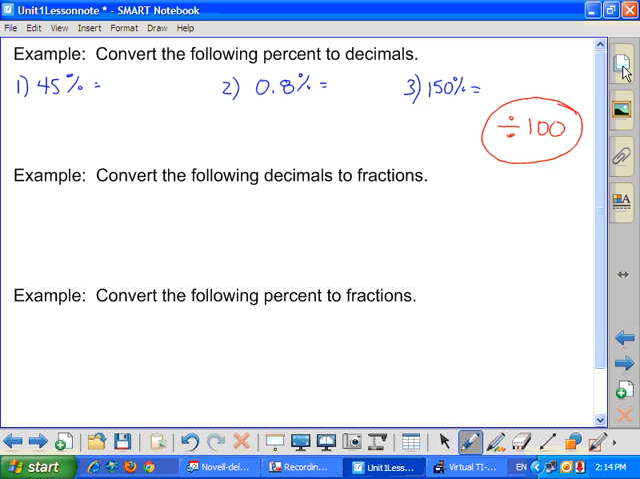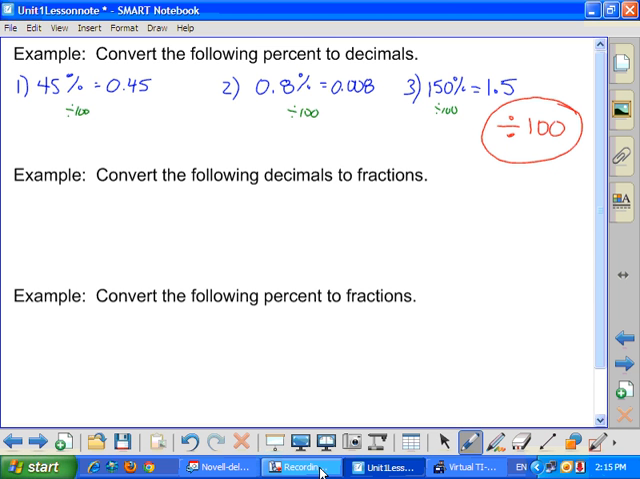So the first one, when you divide by 100, you now move the decimal to the left and get smaller, 0.45. You're dividing it into small chunks, 0.8, divide by 100, and we get 0.008. And the last one, divide by 100, we get 1.5.